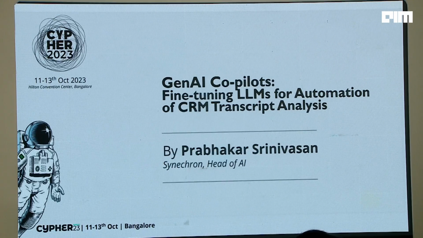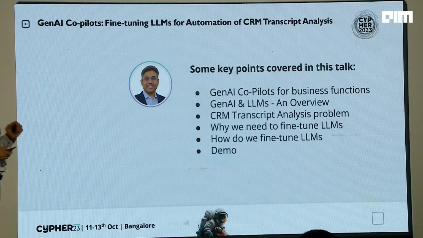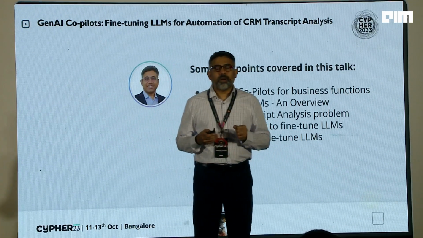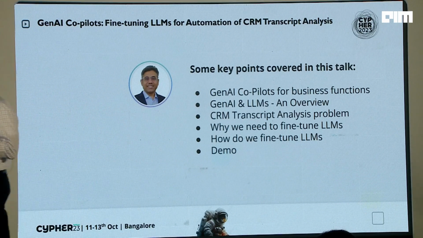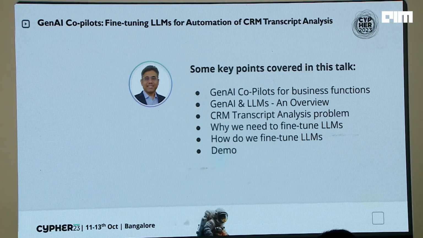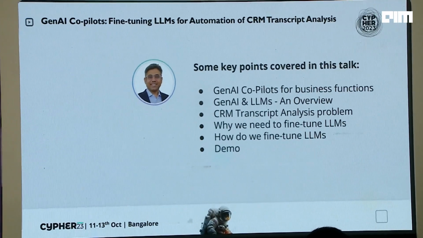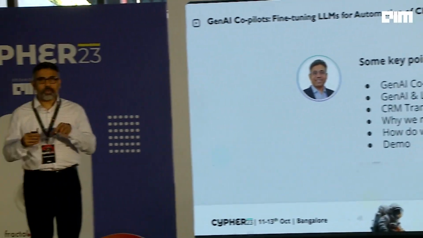Okay? All right. So I'll be talking about 5 things today. We'll talk about generative AI and how it applies to various business functions across industry verticals. Then I'll give you an overview of generative AI and LLMs, but I'll connect that to what is relevant for this particular presentation, which is the choice of LLMs for CRM transcript analysis. Then we'll talk about the challenges in the CRM domain when you want to analyze transcripts. Then we talk about why you need to fine-tune versus using proprietary LLM APIs and the actual mechanism of doing it, how we fine-tune LLMs.